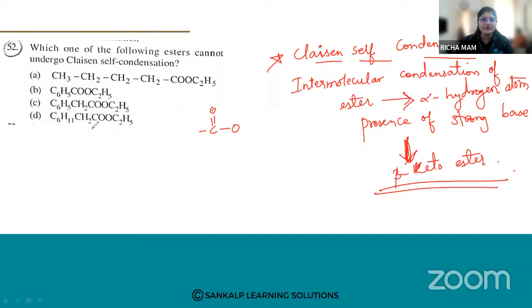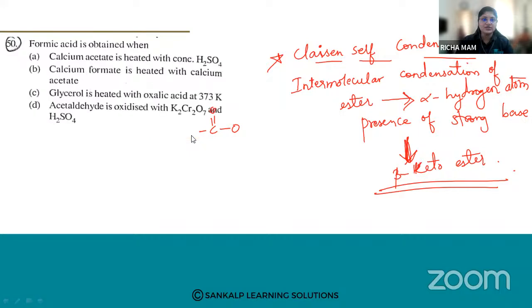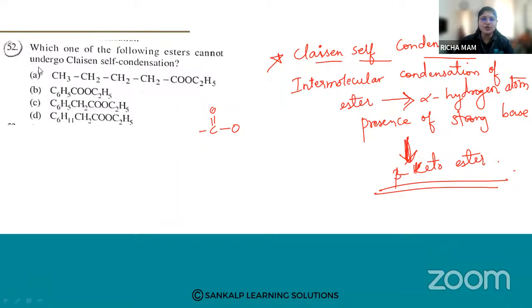So now here, which is not having an alpha hydrogen, right? So what is the question? Which one of the following will not undergo Claisen condensation? So it should not have an alpha hydrogen, that we have to see. Now here there is a presence of alpha hydrogen, so this will undergo Claisen self-condensation. Now here after C double bond O, there is a presence of alpha hydrogen, so this will also undergo Claisen self-condensation. Then after C double bond O, here also you have a CH2 group, so there is a presence of alpha hydrogen.